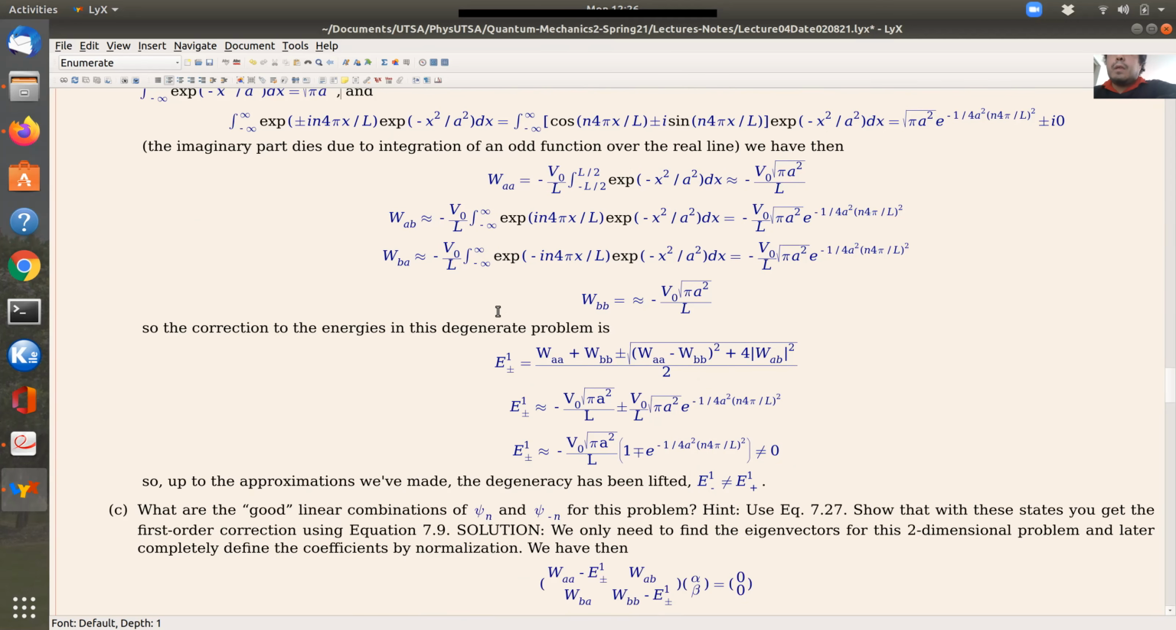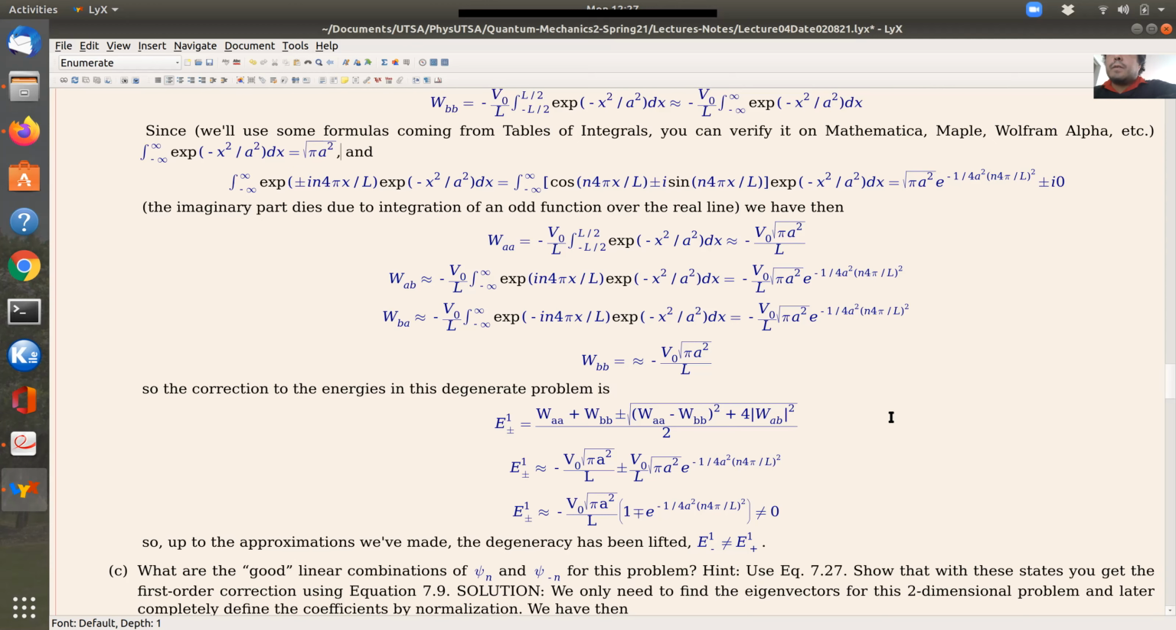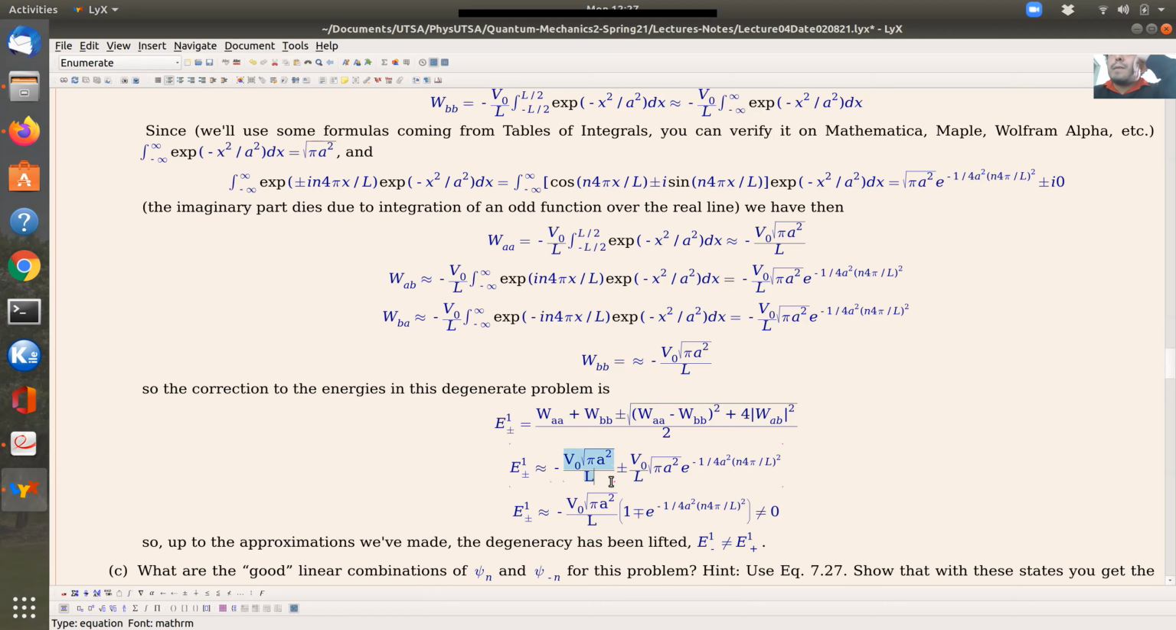So E1 plus minus is again the trace plus minus the square root of this object. I'm simply going to plug in the coefficients, and I'm actually going to get some reduction, which is nice. This is the sum of the diagonal terms, which are the same, so divided by 2 they give me the same. So this one was easy. Then I go plus minus. Think about it: the diagonal terms are the same, so this is 0. I don't care about it.